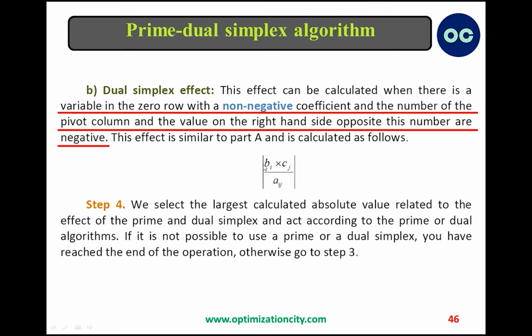In step 4, we choose the largest absolute value calculated from the effects of the prime simplex and dual simplex, as mentioned in step 2. In step 3, follow the prime or dual algorithm accordingly. If neither can be applied, the process is finished. Otherwise, we return to step 3.